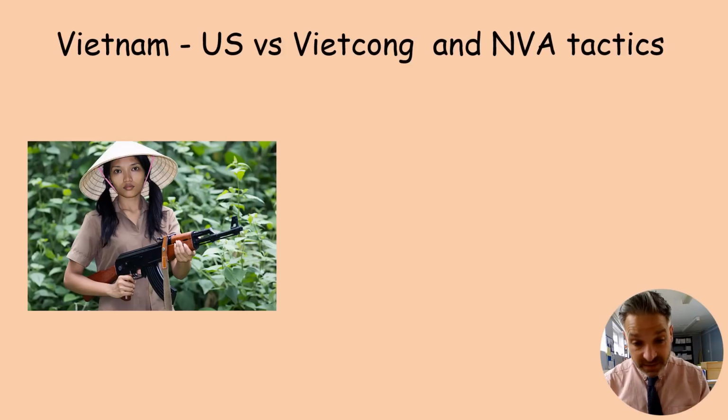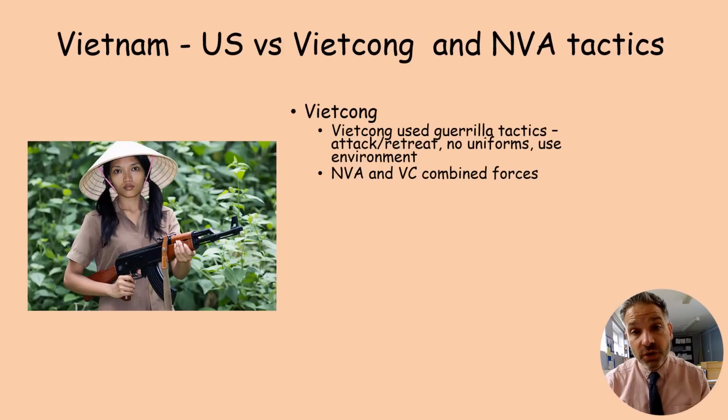So what are the tactics they use? Well, the Viet Cong use these so-called guerrilla tactics, these attack and retreat tactics. They know they are not superior in terms of weaponry, so what they can have is the element of surprise using their environment. They don't wear uniforms, and Americans are fighting this as well as a more traditional, if you like, army in the north. So they're fighting two enemies.